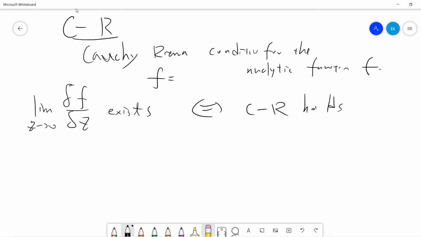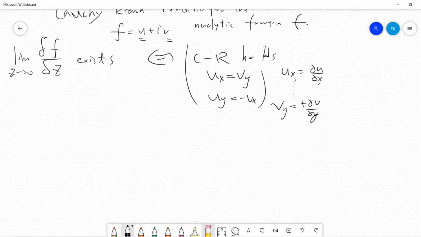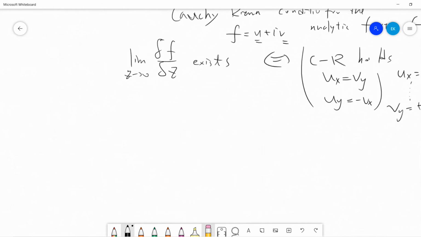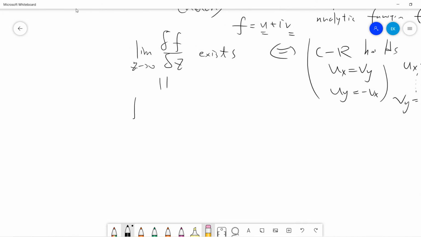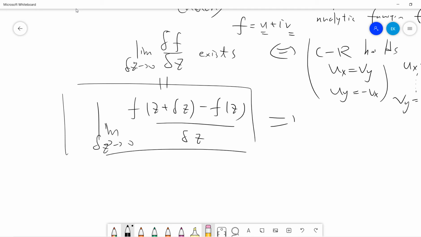Let's say f is u plus iv, where u and v are real functions. Then Cauchy-Riemann says that ux equals vy and uy equals minus vx. Here ux is just partial u partial x, and vy is just partial v partial y. The limit is f of z plus delta z minus f of z, over delta z, as delta z goes to 0. I want to prove that the limit exists if and only if the CR holds.